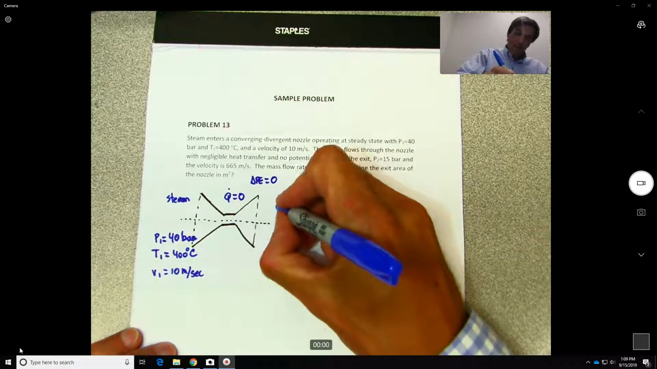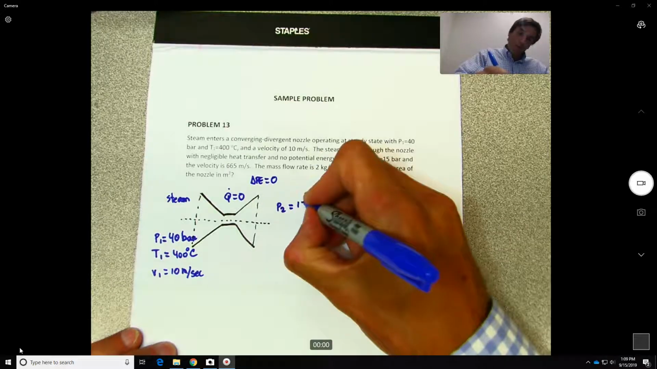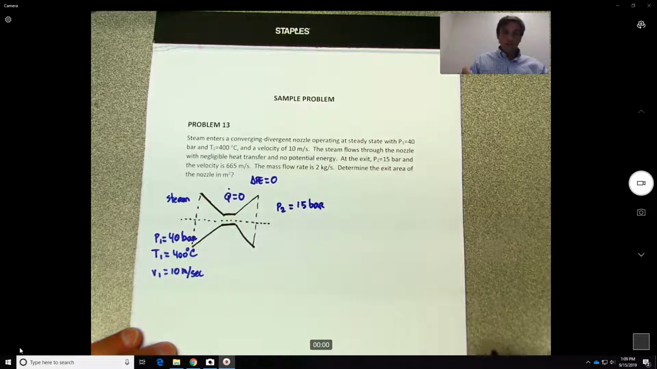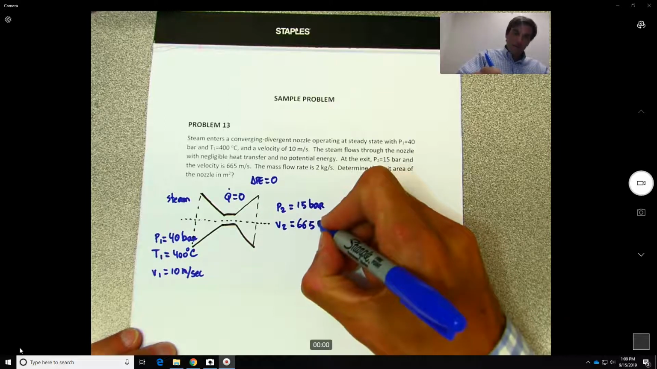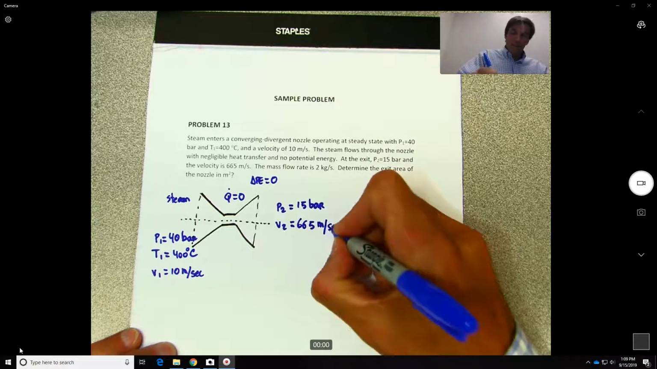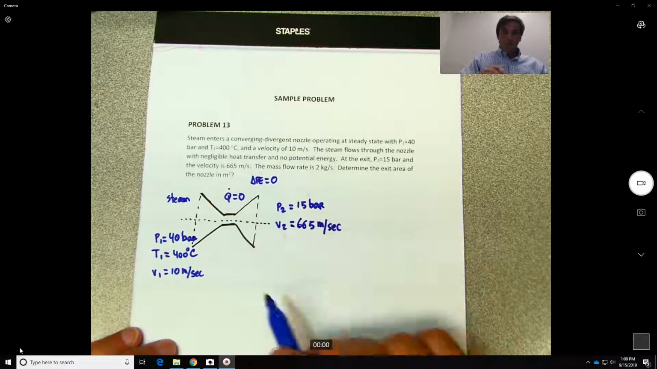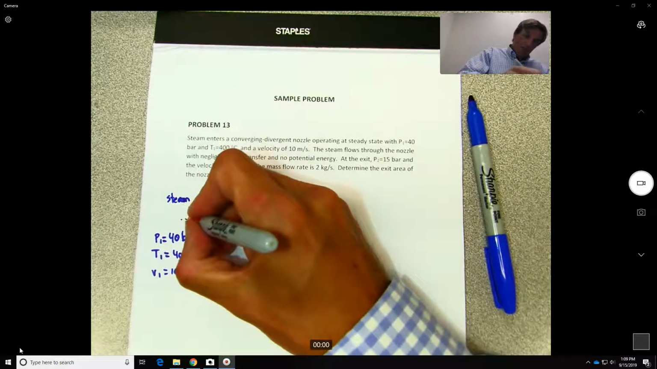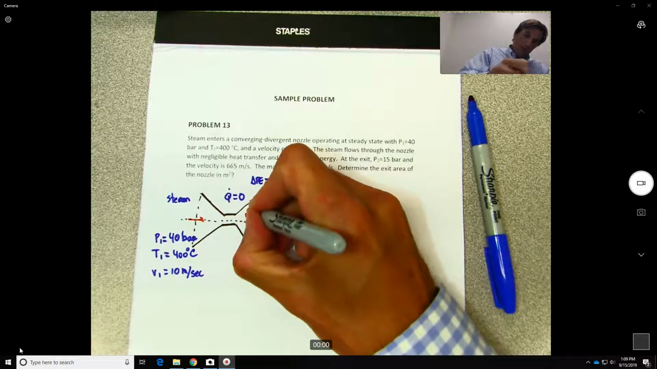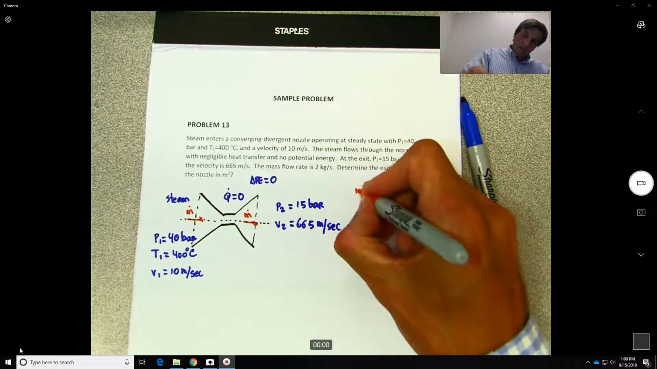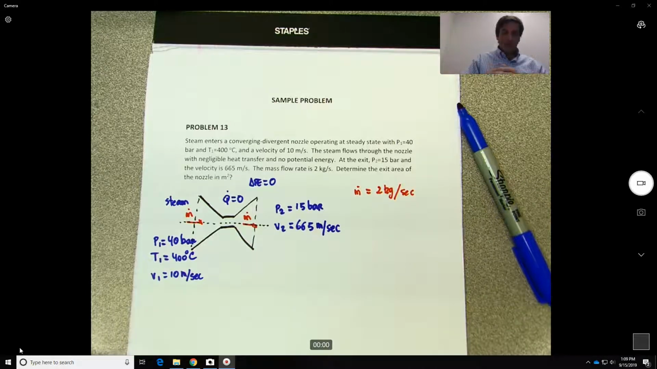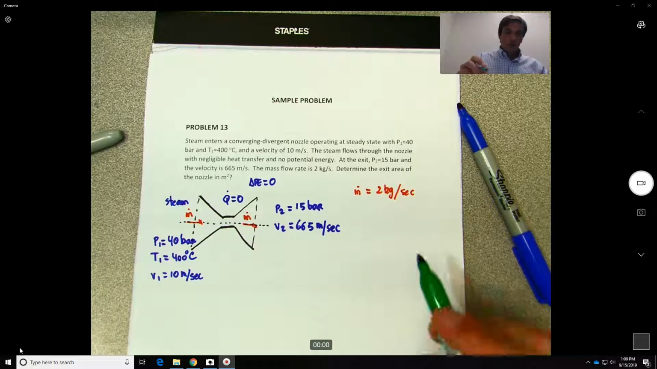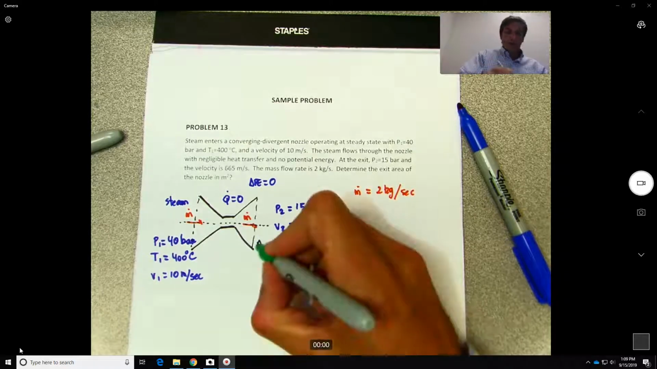At the exit, the pressure P2 is 15 bar and the velocity is 665 meters per second. The mass flow rate, so basically the mass flow rate in and out, is equal to 2 kilograms per second. Determine the exit area of the nozzle in meters squared. Okay, so basically what we need to find is A2 over here.